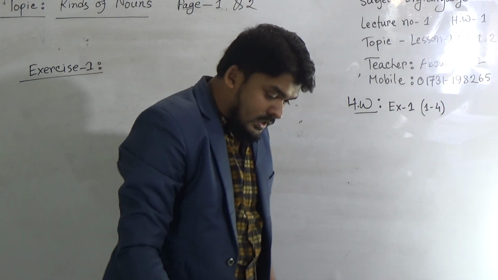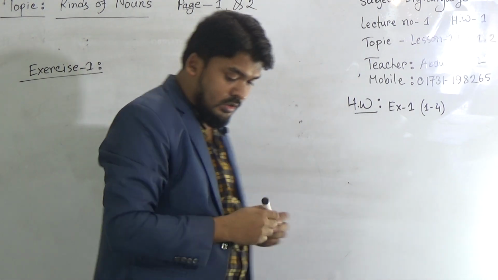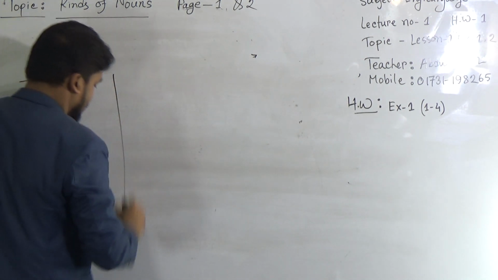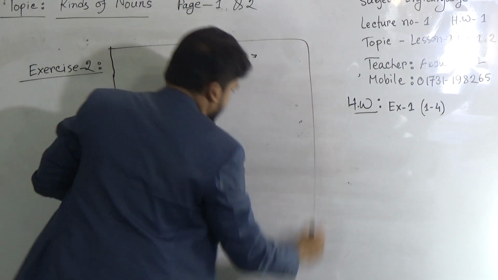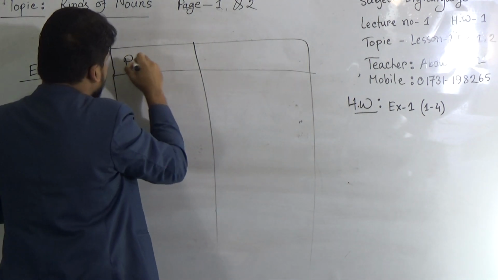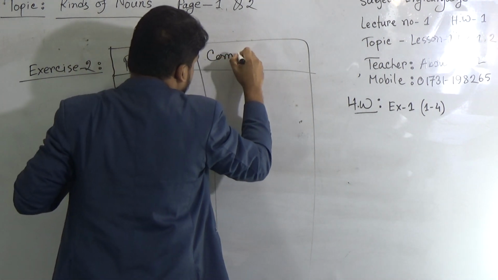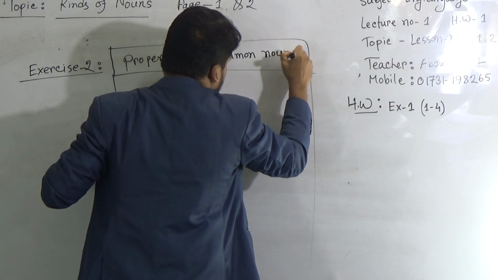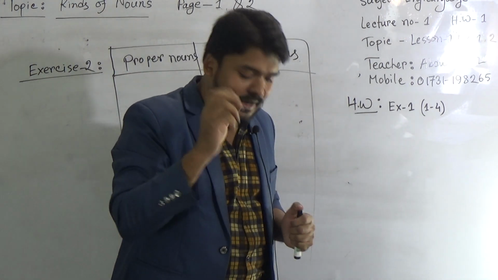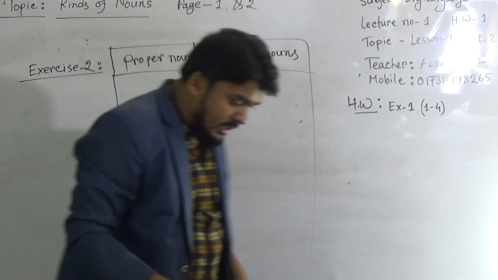Okay. Exercise 2 is saying: pick out the nouns and write them in the correct columns. That means there are 2 columns, proper nouns and common nouns. Okay, there is a passage. From this passage you have to pick out proper nouns and common nouns. Okay, I am reading it out.